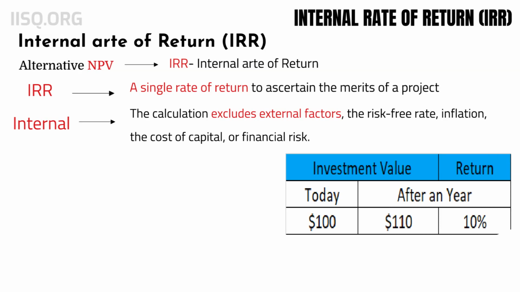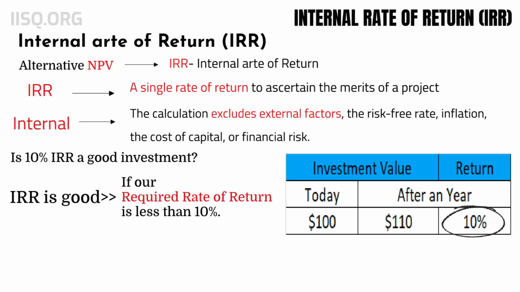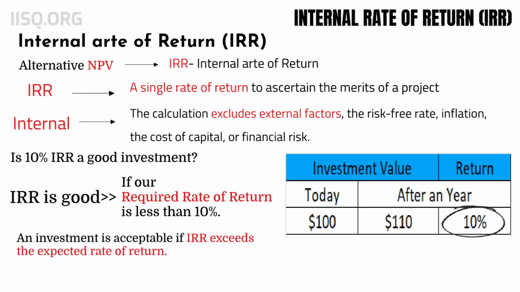Let us take an example. Consider a project that costs $100 today, and it pays $110 after a year. The return is 10%, isn't it? This is the internal rate of return, or IRR, of this project. Now the question is, is 10% IRR a good investment? This will be a good investment only if our required rate of return is less than 10%. So based on the IRR rule, an investment is acceptable if IRR exceeds the expected rate of return. Otherwise it should be rejected.